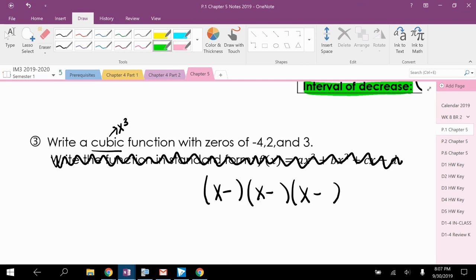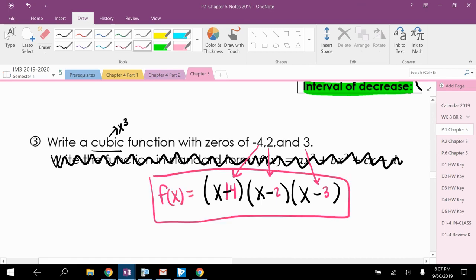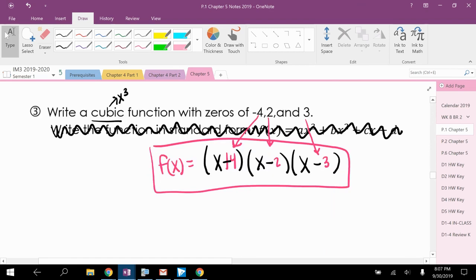So again, all you're going to do now is plug these numbers into the problem. When you plug in negative 4 into a negative, it changes to a positive 4. Plug this guy in, nice and easy, it's 2. Plug this guy in, nice and easy, it's 3. Okay, so this would be my final answer. If you want to make it look more fancy in function notation, put that f of x in the beginning. That is a cubic function with 3 x's, cubic 1, 2, 3. So that satisfies the x cubed part.